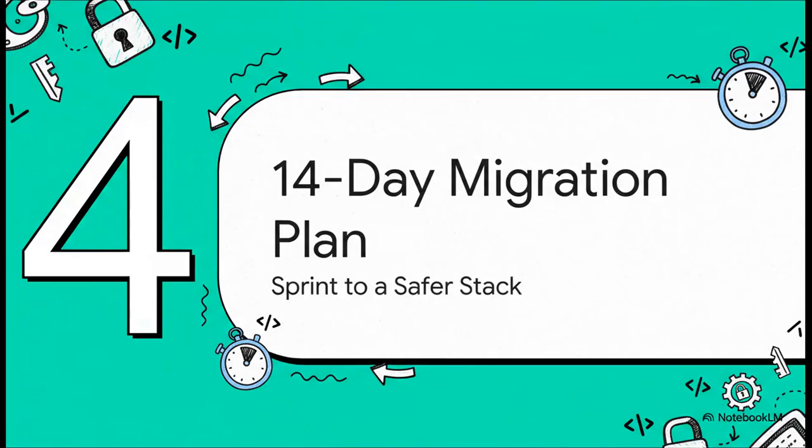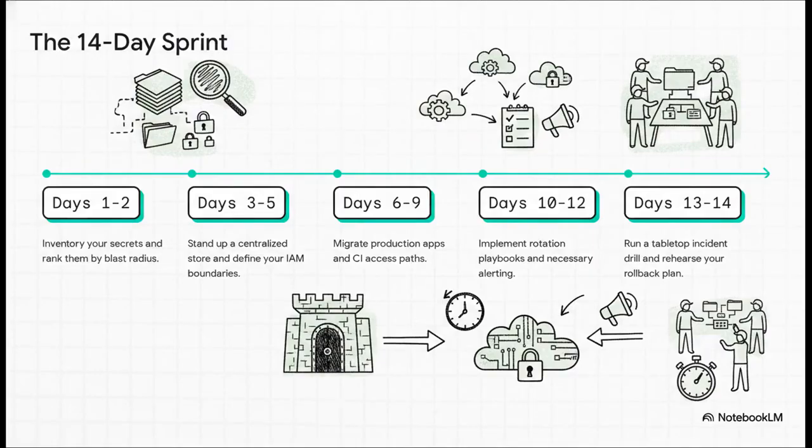Okay, so that might seem like a lot to fix, but here's the really good news. Getting out of this mess does not have to be some 6-month painful overhaul. It's actually a focused project that a small team can knock out in a single 2-week sprint. You don't even need a dedicated platform team to do it. And this is what that 2-week sprint can actually look like. You break it down into manageable chunks.